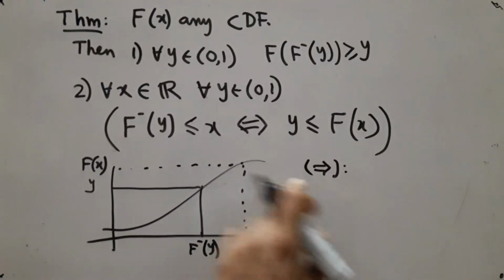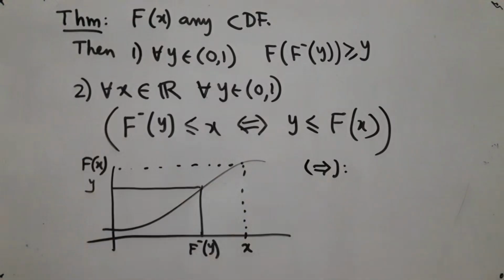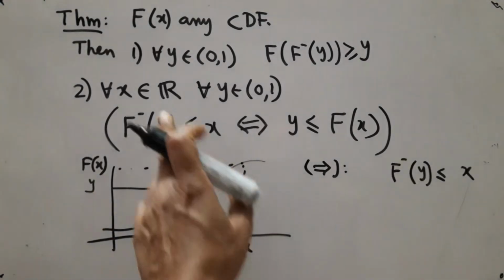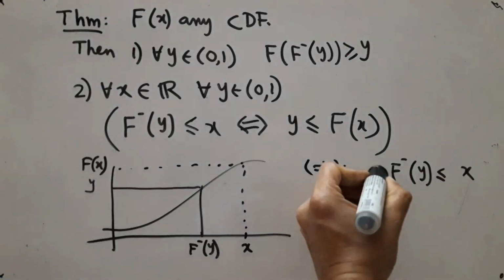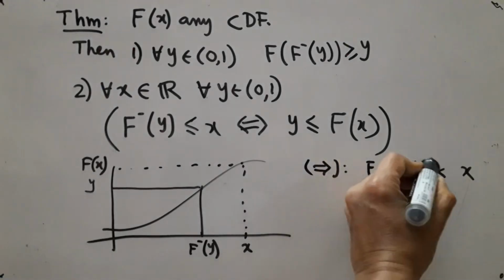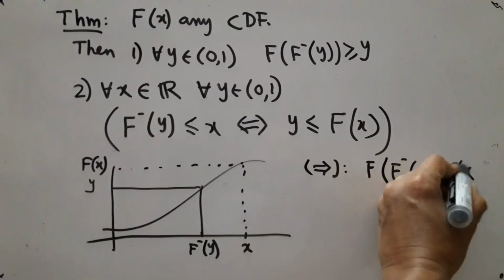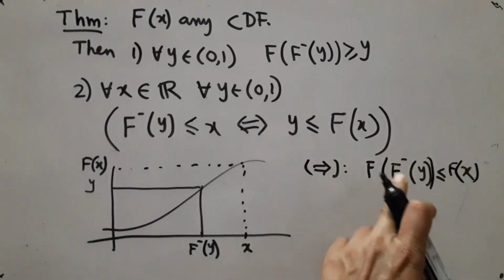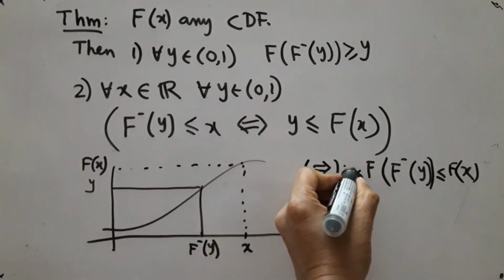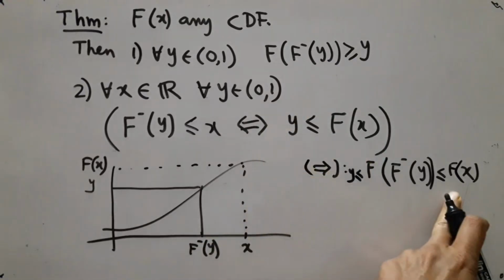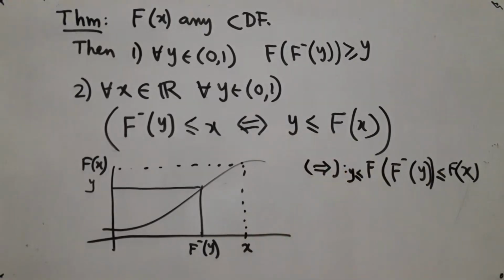The proof is very simple. Let's do this side first. So we start with this. Now we know that F, capital F being a CDF, is a non-decreasing function. So I can apply F to both sides without disrupting the inequality. I know this is greater than or equal to y. So I have y less than or equal to F(x). That's exactly what I wanted to show.